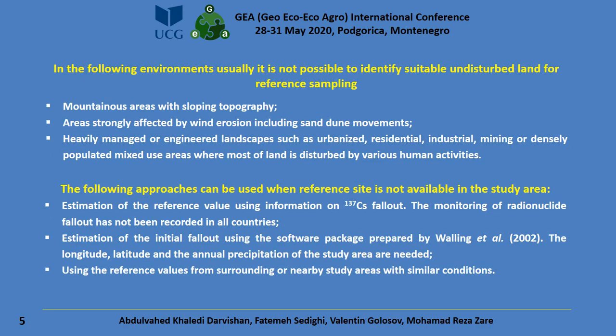So the problem is to find an appropriate reference site close to the study area and to measure the inventory of radionuclides, not only at one point, but at least at several points to calculate the mean inventory for the reference site. But another problem is that it is not possible to find an appropriate reference site in some environments. For example, here you can see the main three categories of this kind of environment. One is mountainous areas with a sloping topography, and the second is areas strongly affected by wind erosion, including even sand dune movements. And the final category is heavily managed or engineered landscapes, such as urbanized, residential, industrial, mining, or densely populated mixed-use areas, where most of the land is disturbed by various human activities.